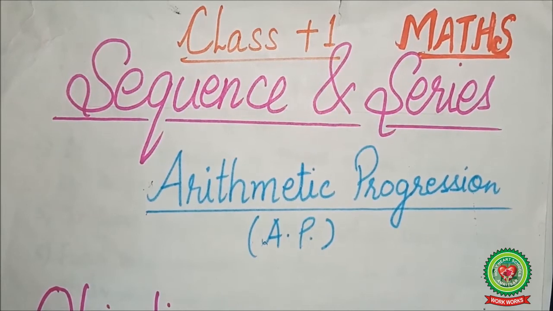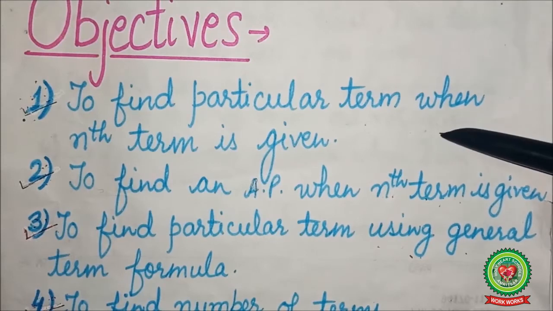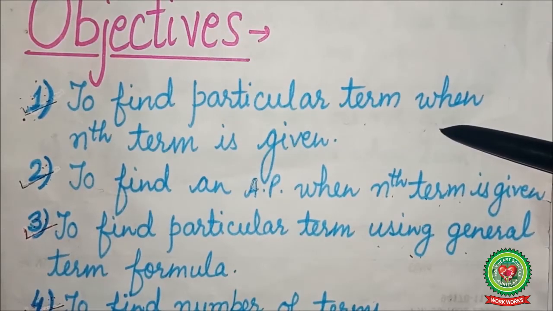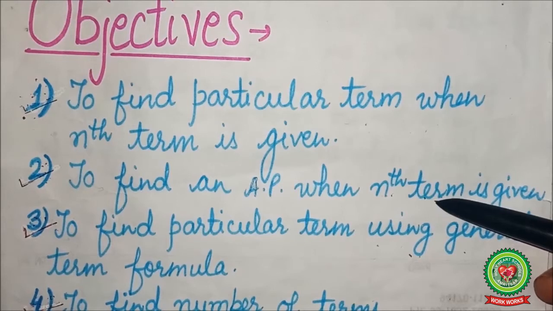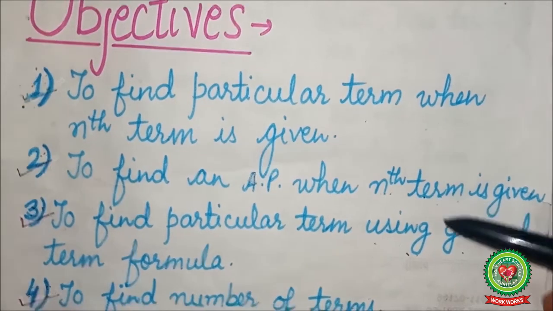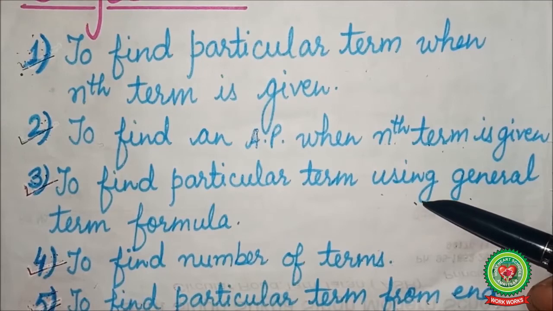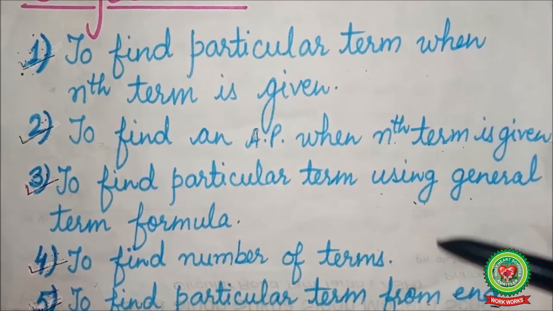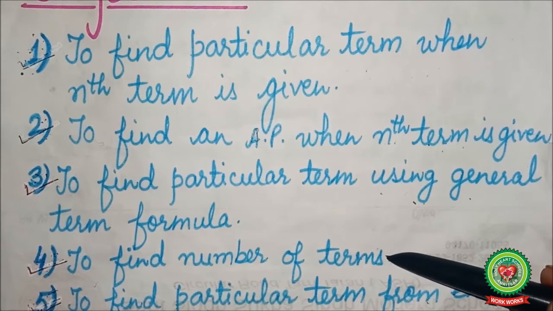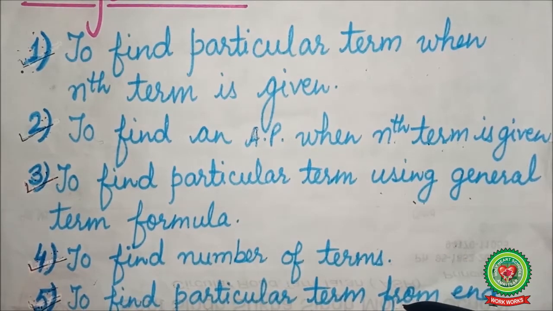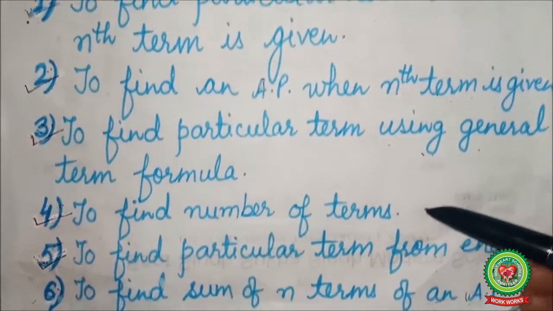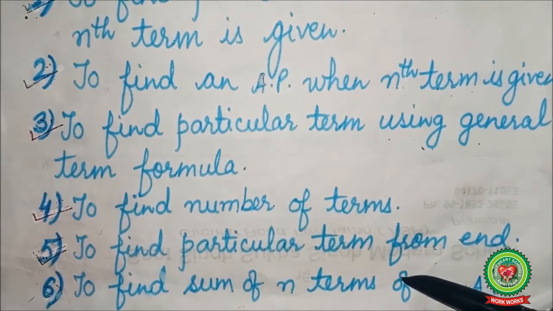Students, we have started with the topic AP and we have completed the first 5 objectives of this topic. First, to find a particular term when nth term is given. Second, to find an AP when nth term is given. Third, to find the particular term using general term formula. Fourth, to find the number of terms. Fifth, to find the particular term from the end. And last, we have started with the topic sum of n terms of an AP.